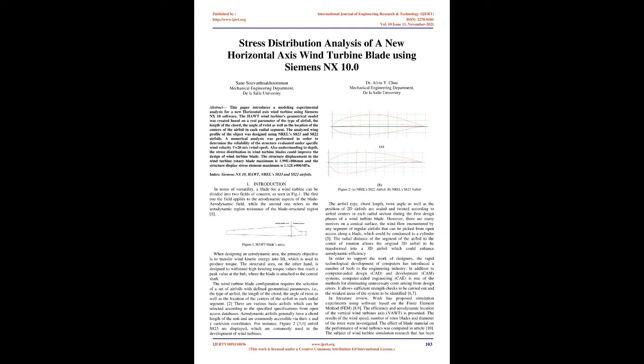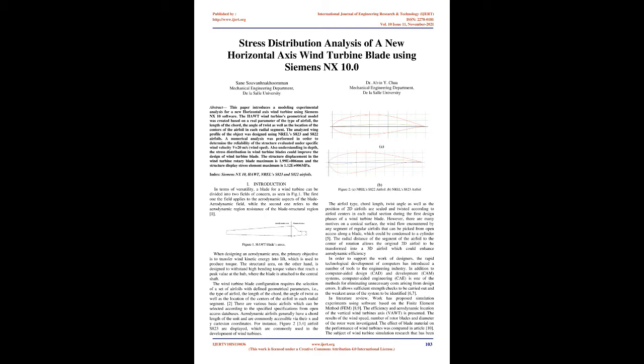When designing an aerodynamic area, the primary objective is to transfer wind kinetic energy into lift, which is used to produce torque. The structural area, on the other hand, is designed to withstand high bending torque values that reach a peak value at the hub, where the blade is attached to the central shaft.